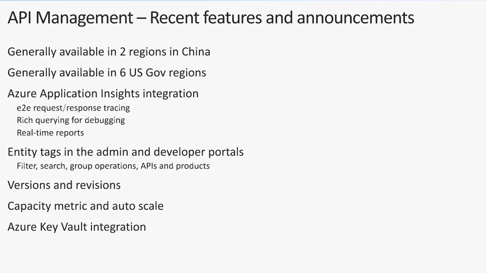And we also GA'd the capacity metric. So now you can use Azure Monitor Autoscale to monitor the capacity of your API management instance and automatically scale your instance based on the value of that metric. And finally, Azure Key Vault integration is also GA'd now, so you can use that to pull certificates from Azure Key Vault instead of uploading your certificates manually into API management.